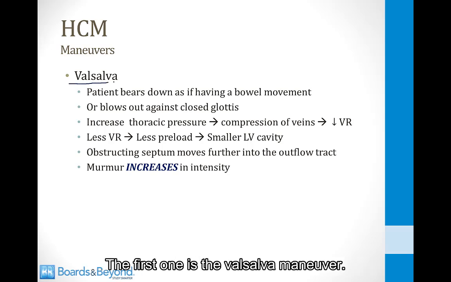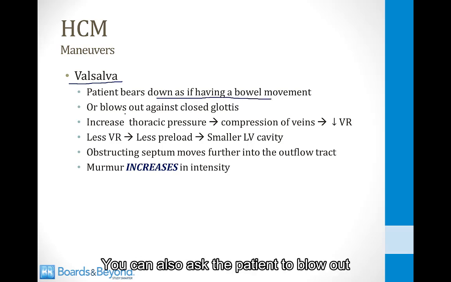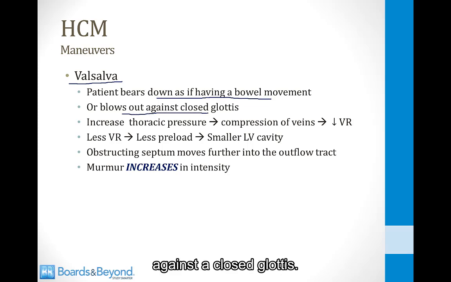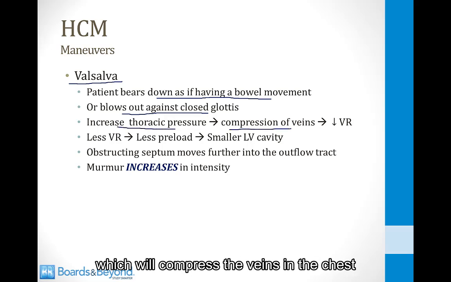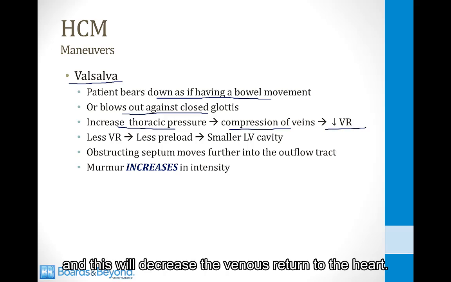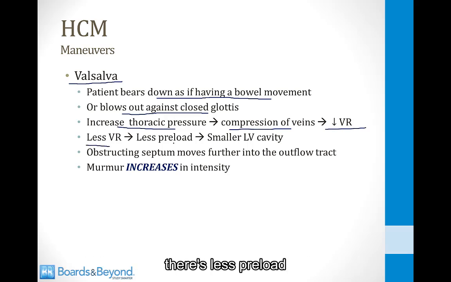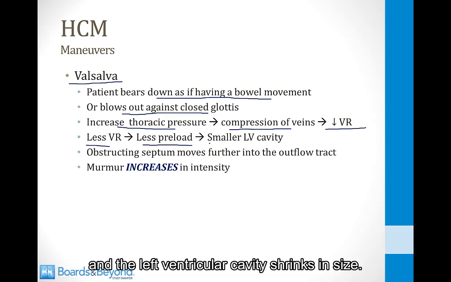The first one is the Valsalva maneuver. There are a couple of ways to do this. The way I was taught to do it was to ask the patient to bear down as if they're having a bowel movement. You can also ask the patient to blow out against a closed glottis. But by whatever technique you use, this will increase the thoracic pressure, which will compress veins in the chest, and this will decrease the venous return to the heart. When there's less venous return to the heart, there's less preload, and the left ventricular cavity shrinks in size.